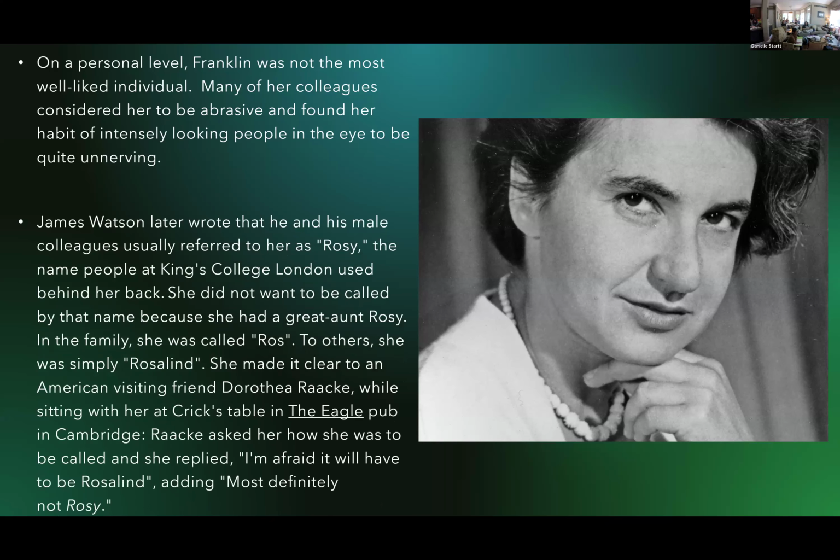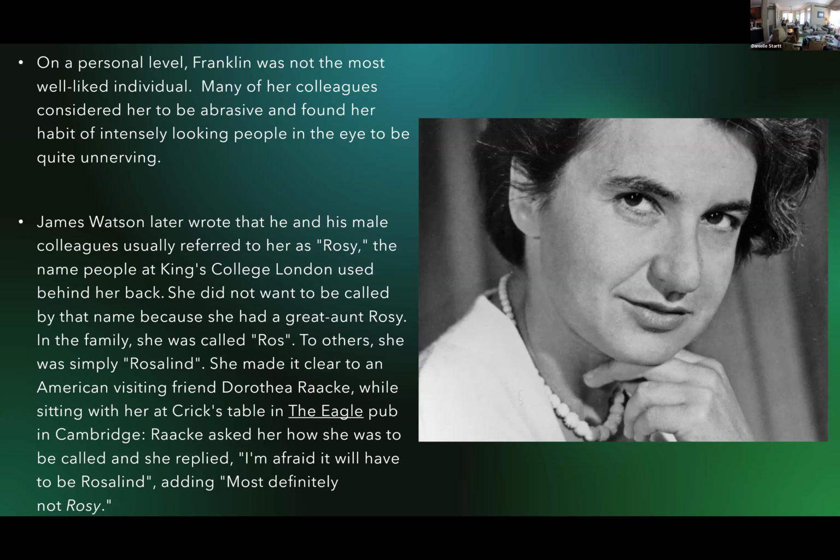Now, James Watson later wrote that he and his male colleagues referred to her as Rosie. And that is the name that the people at King's College London used behind her back. So that's not her name. Her name's Rosalind. And she didn't like Rosie because she had a great aunt that had been called Rosie. Her family members, if they ever shortened Rosalind, they just called her Roz. She didn't like being called Rosie, and they did it anyway, even though they knew she didn't like it. So they were poking the bear a little bit here.